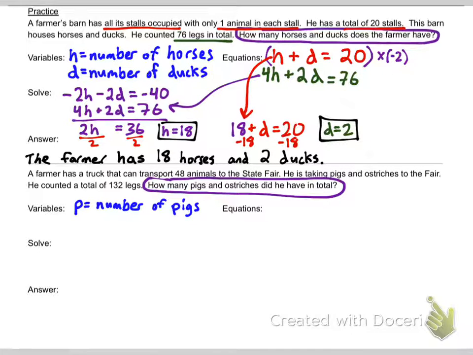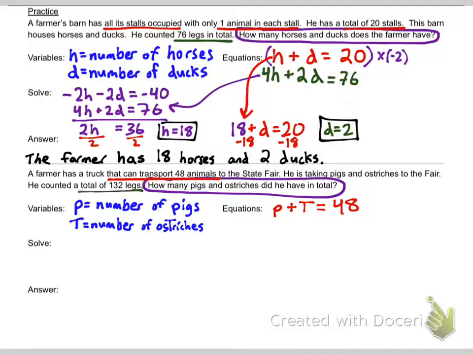P I made for pigs, that makes sense, but instead of making O for ostriches, because that looks like a 0, or even S, because that looks like 5, I'm going to choose T as the number of ostriches. It reminds me of ostrich somehow, and it also is a letter that doesn't look like another number. Now, for the equations, I don't like the wording on this problem entirely. I wish it said a farmer has a truck that is transporting 48 animals, but we kind of have to assume that the 48 animals is how many animals he has transported. So, total number of pigs plus the total number of ostriches gives us the total number, 48.